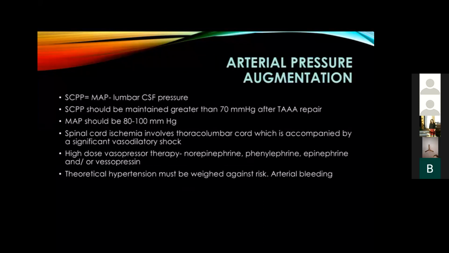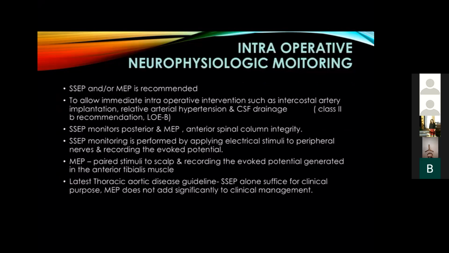And arterial pressure augmentation to increase this SCPP. The formula is the MAP, mean arterial pressure, minus lumbar CSF pressure is the SCPP. So SCPP should be maintained greater than 70 mmHg after TAAA repair. So that's why the MAP should be 80 to 100 mmHg. Spinal cord ischemia involves the thoracolumbar cord, which is accompanied by significant vasodilatory shock. So during coming off bypass, the vasopressors like norepinephrine and vasopressin we should keep ready. High dose vasopressor therapy like norepinephrine, phenylephrine, epinephrine, and or vasopressin should be there. Therapeutic hypertension must be weighed against risk, that is arterial bleeding.